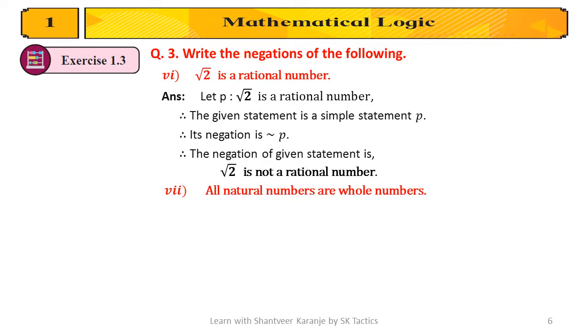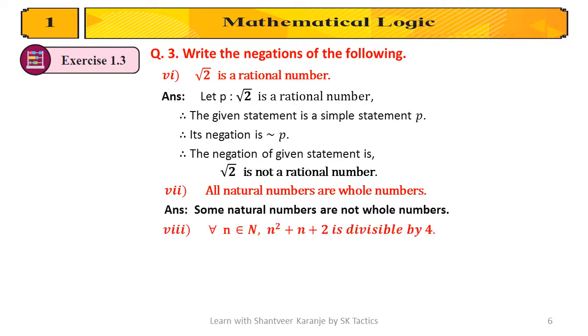Seventh question: all natural numbers are whole numbers. Now, some natural numbers are not whole numbers is the negation of the given statement. All natural numbers are whole numbers is a quantified statement. So for quantified statements, we cannot bifurcate it with P and Q and so on. We directly write its negation. So next question.